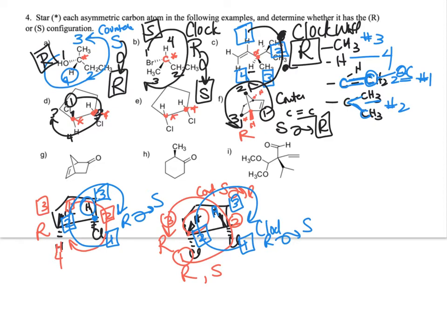The back one, this would be 1 with a carbon-carbon double bond, and then 2 still at the top here, this bridgehead, and then 3. So 1, 2, 3, that's counterclockwise, and that would be S, and the hydrogen still staying in the back, so that would stay S. So the front one is R, and the back one is S.